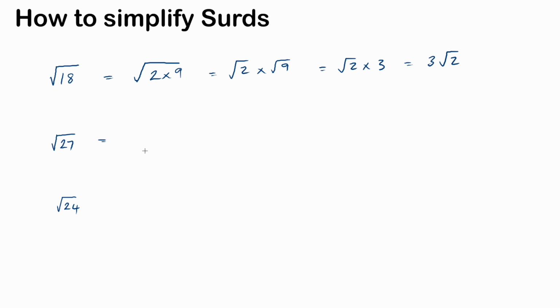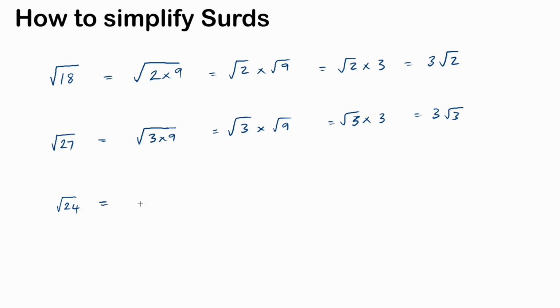Let's have a look at the square root of 27. Well, square root of 27 is 3 times 9, very similar to above. So in this case, the root of 3 multiplied by the root of 9. Again, we have now got root 3 multiplied by 3, which gives us 3 root 3. And that's simplifying our surds.